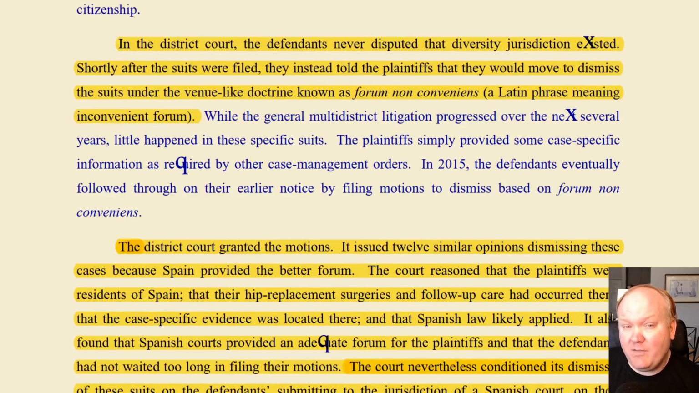In the district court, the defendants never disputed diversity jurisdiction existed. Okay, so long story short, and we're going to get into the details, what is diversity jurisdiction? I'm so glad you asked.